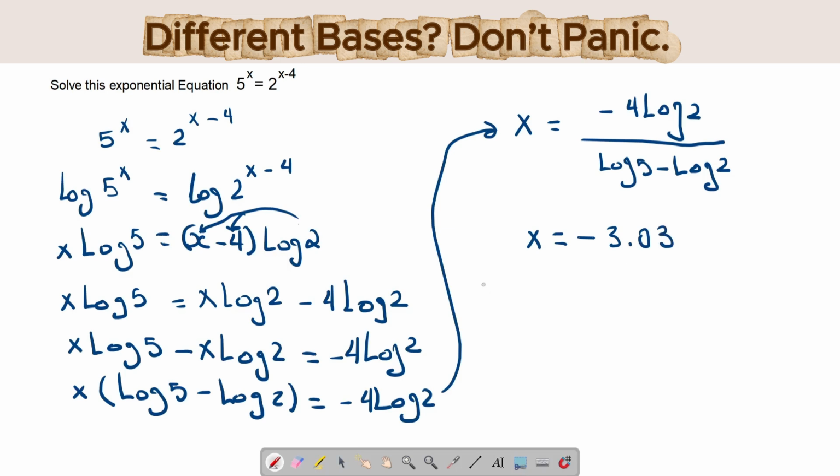When bases are different, logarithms are your best friend. Exponential equations aren't about guessing, they are about strategy. And once you understand the structure, every question becomes manageable.